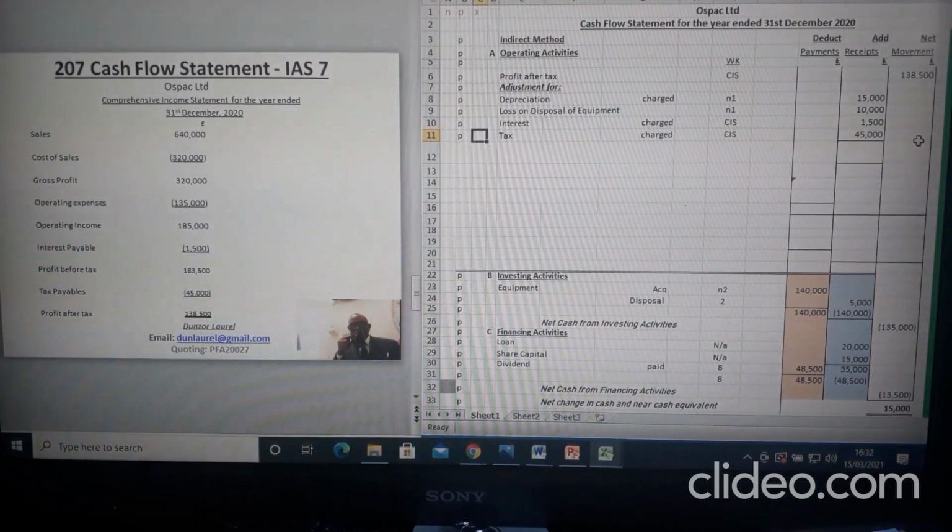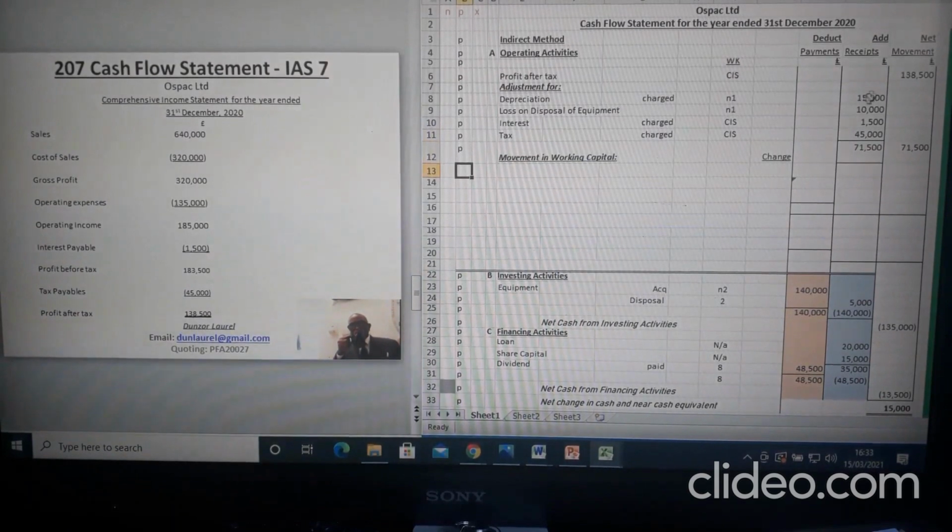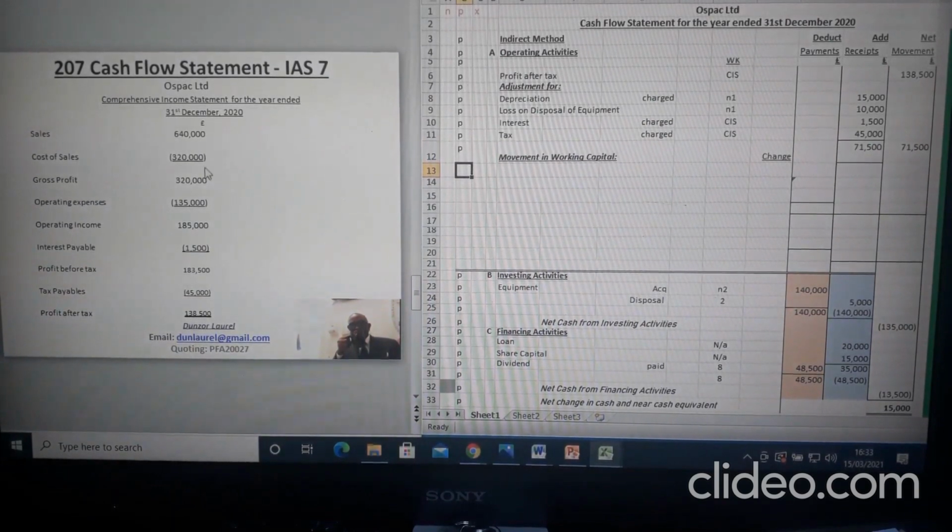Once this is done, I will now add my balance here. The total of this is 71,500. I will now extend it, adding it to the profit after tax. The next thing to do is the movement in working capital, as I told you about the sales and cost of sales. They will be handled here.